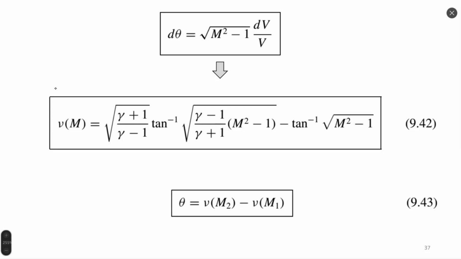Integrating the left side, we receive theta. It tells us that the rotation of the body would be a function when we integrate this part here. We integrate from Mach 1 to Mach 2. Then inside equation 43, we can see the difference between Mach 2 and Mach 1. So we take the integral function at the upper limit minus the integral function at the lower limit. This integral function nu, which you can see here in the middle of the screen, is called the Prandtl-Meyer function.